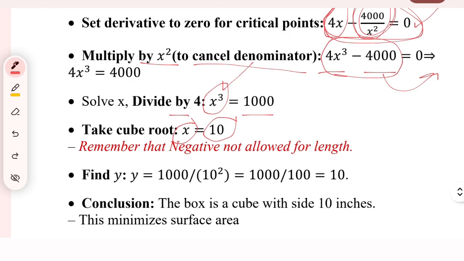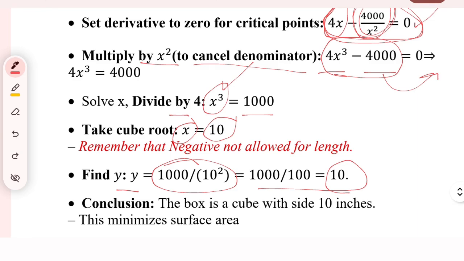Remember, we need to compute the y. So the base would have a dimension of 10 by 10 inches because we now know x. What about the height? The height is y. So we will solve for y. Remember the formula for y above? It's 1,000 divided by x squared. So we will solve for y, and the answer for y would be 10 as well.